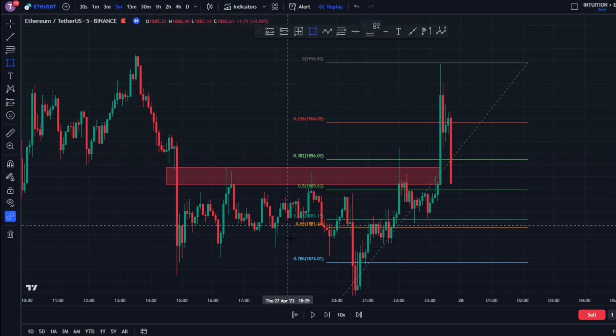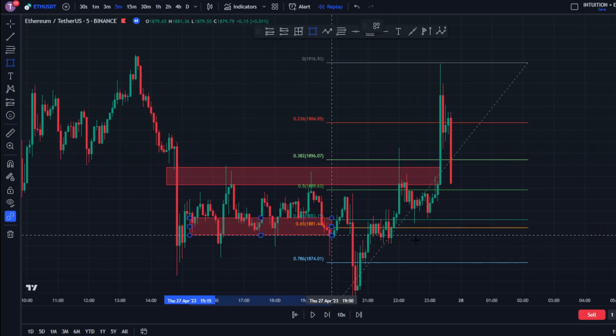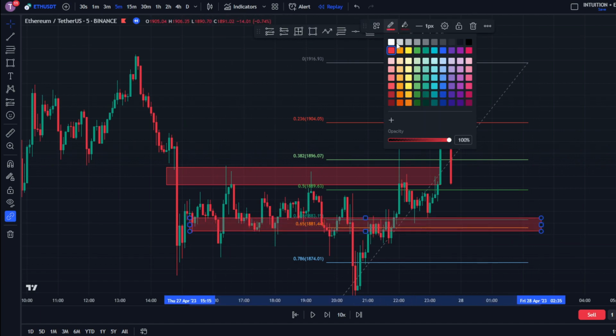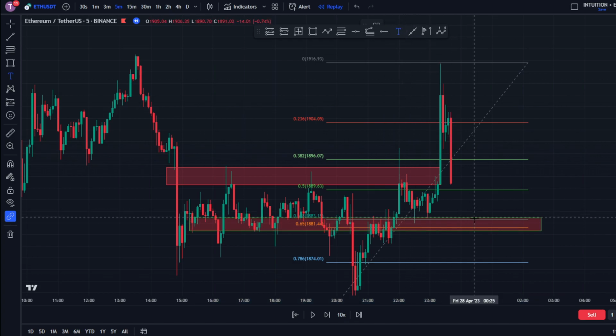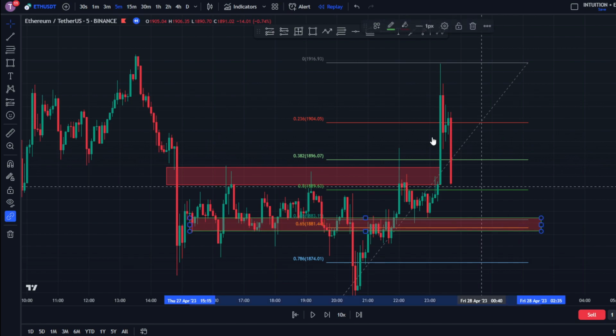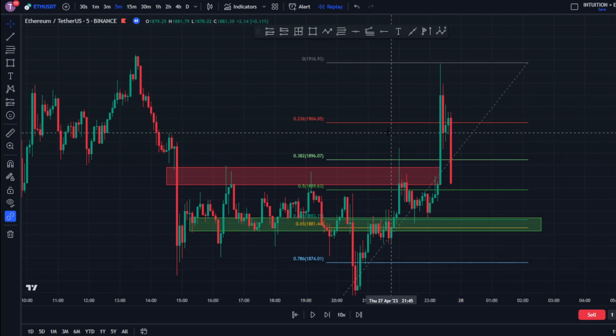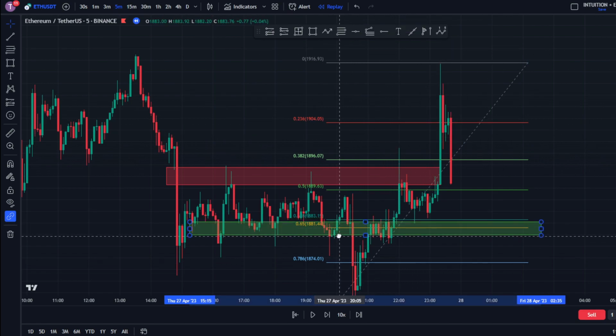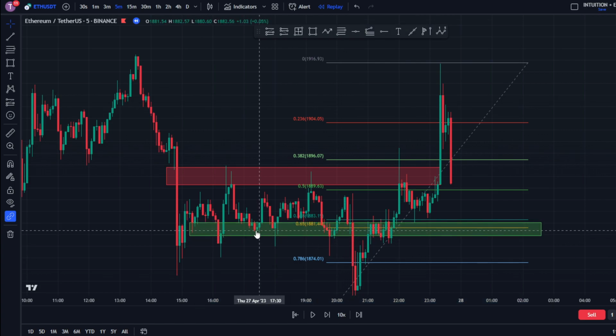If you look clearly on the 0.618 level, you see that this level right here is actually quite a big support zone. You can see that here, this is actually a big support zone right here. You can see that there's a lot of support.